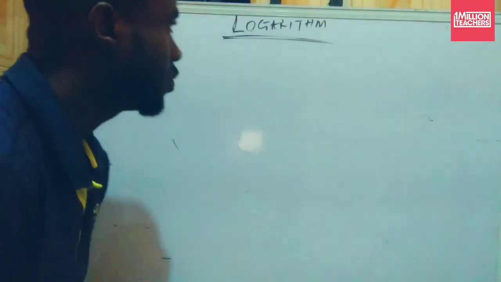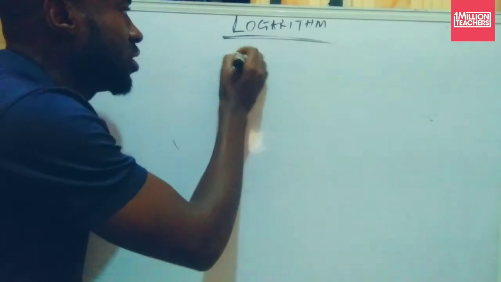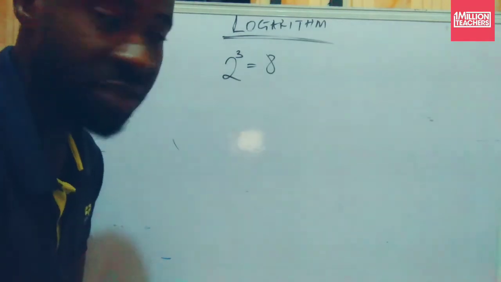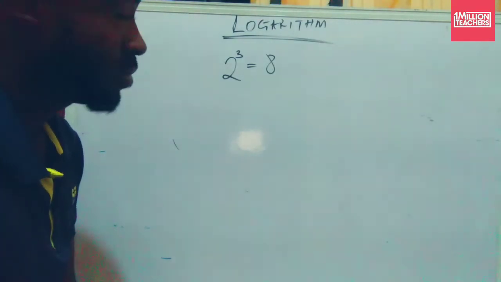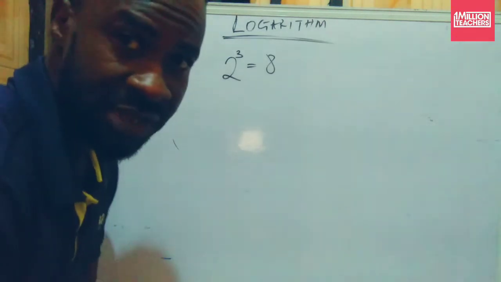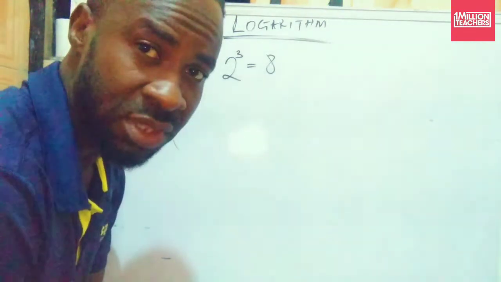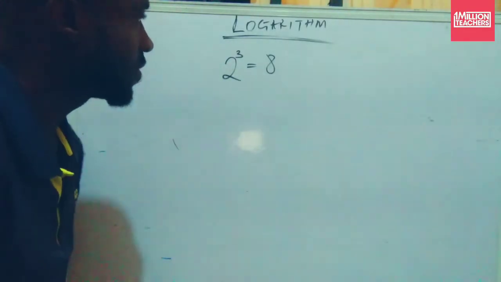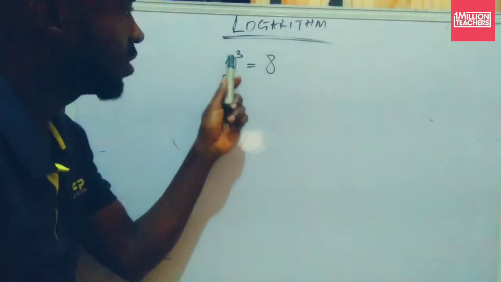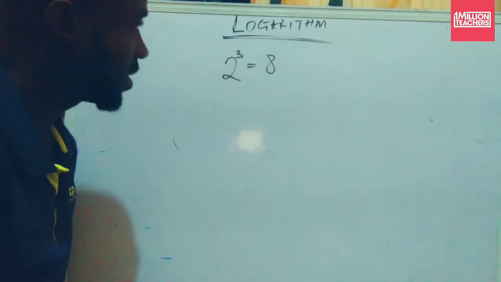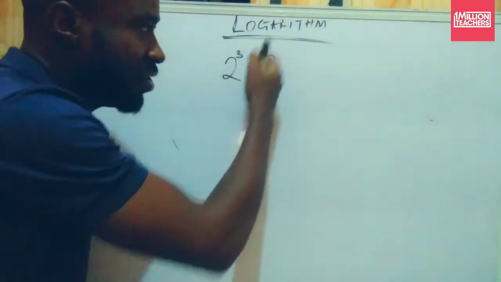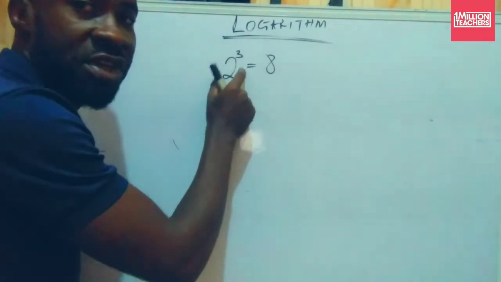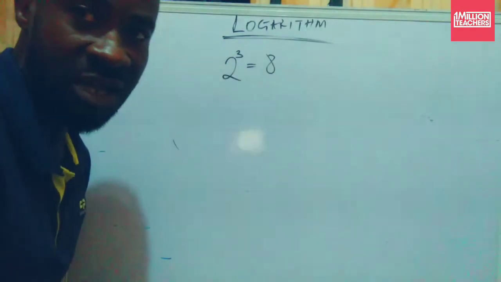Now, when you are given an equation like this, we know that this is a problem on indices, an exponential equation. Recall earlier I said that logarithm is simply the inverse function of indices. Now, what does indices do? Indices simply tells us that when you raise 2 to the power of 3, it gives us 8. So what indices does is that it tells us what the value is when you give a particular base an index.